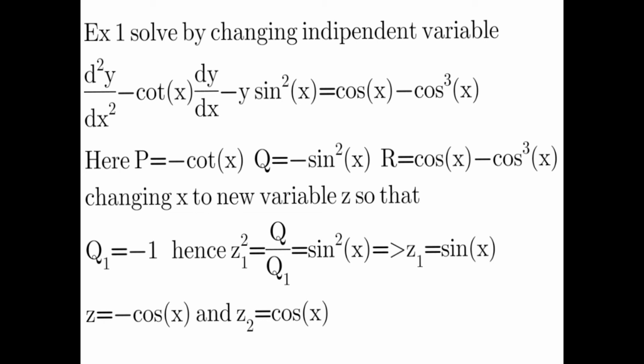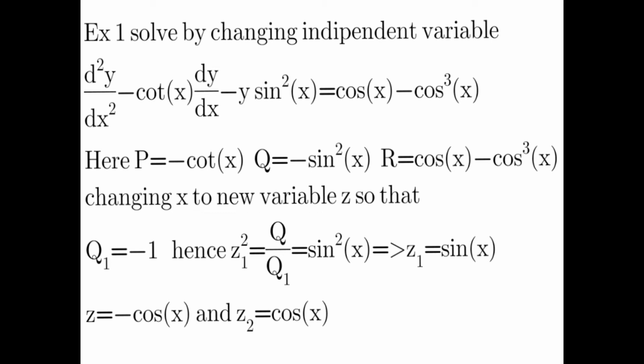R is equal to cos x minus cos cube x. Now r can also be written as cos x into bracket 1 minus cos square x, or cos x into sin square x. We need to change the variable x to the new variable z. For this, we first set q1 as a constant. So let us write q1 as the coefficient of sin square x, that is minus 1. q1 is equal to minus 1.